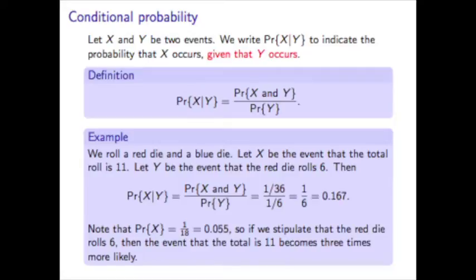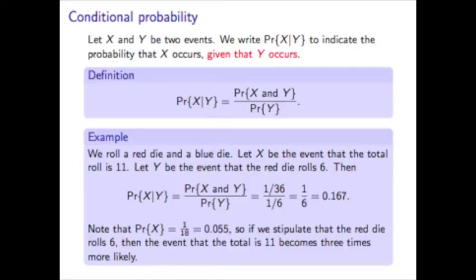We have already established that the probability of both x and y occurring is 1 divided by 36, because there are 36 possible outcomes, and only one of those outcomes corresponds to both x and y occurring. The red die must roll 6 and the blue die must roll 5. To find the conditional probability, we take that probability of 1 over 36 and we divide it by the probability of y, that is, the probability of the red die rolling 6. So we divide 1 over 36 by 1 over 6. That gives us a conditional probability of 1 divided by 6, or approximately 0.167. And note that we've already found that the probability of x occurring without any condition on y is 1 divided by 18.